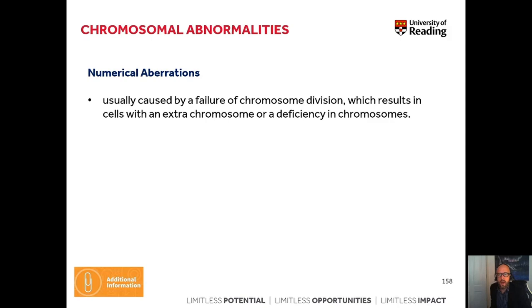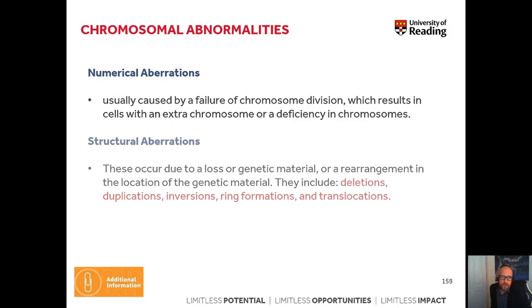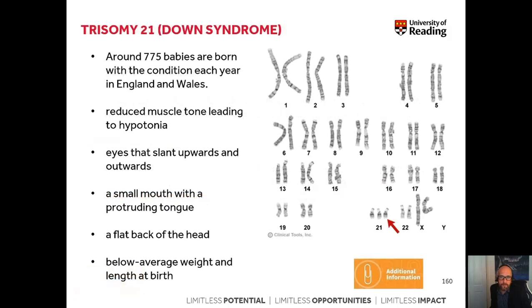So we can have numerical aberrations that are usually caused by the failure of chromosome division, and this results in cells with an extra chromosome or a deficiency in chromosomes. We can have structural aberrations, where loss of genetic material occurs. We can have rearrangement of chromosomal material, and we can have deletions, duplications, inversions, ring formations, and translocations. Some of those chromosomal abnormalities can already be detected in the karyogram.